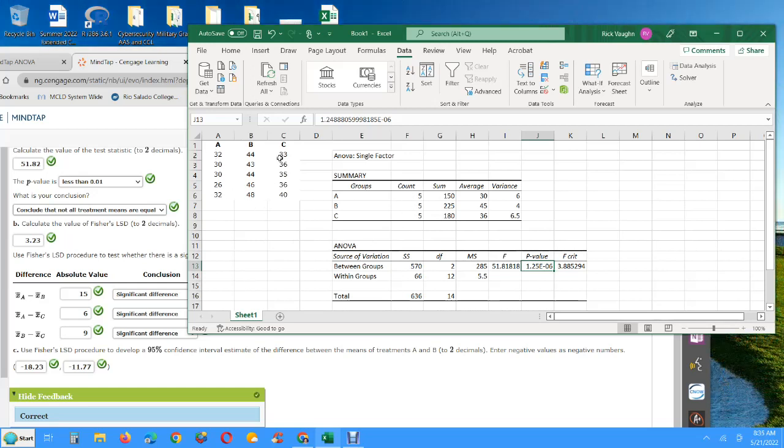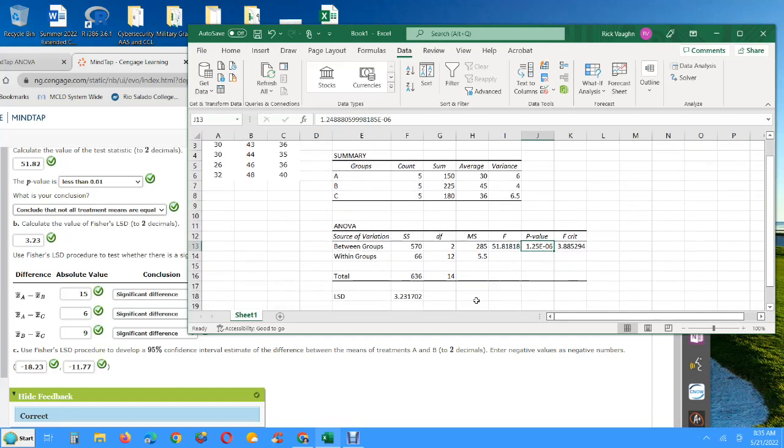So when you have the same number of data items in each group, the value of this LSD is going to be the same no matter which 2 groups that you're looking at. Right, so I'm going to scroll down and show you now where I put in the calculation for this Fisher's LSD. I'll double click on it so that you can see the Excel command here.